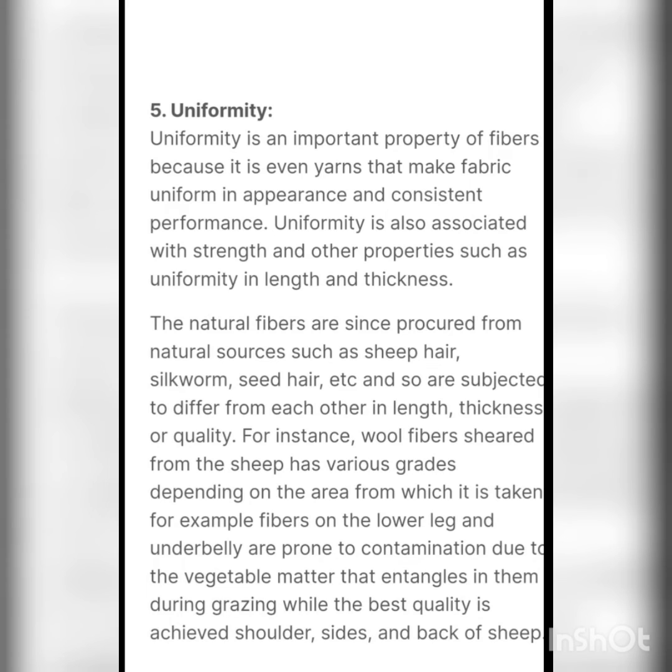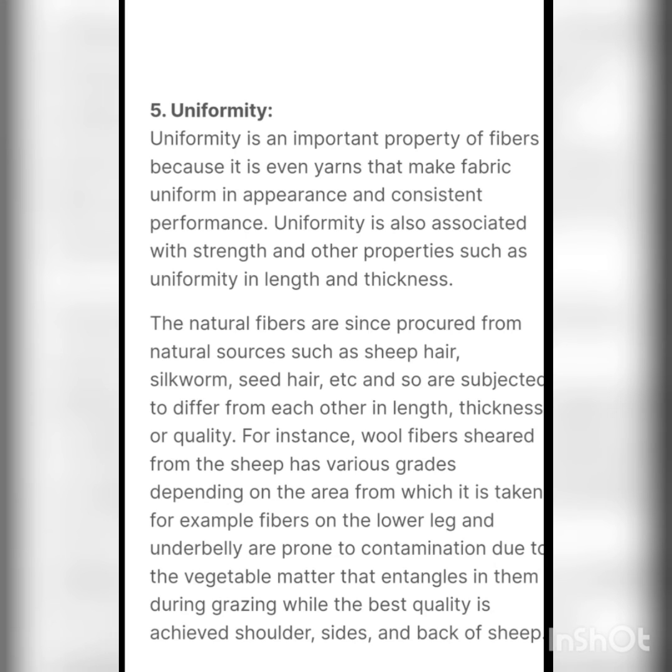Next we have uniformity. Uniformity is an important property of fiber because it is even yarns that make a fabric uniform in appearance and consistent in performance. As we have studied polymerization, here we have studied the structural arrangement of monomers and polymers, so the arrangement and uniformity of the fiber matters a lot in the fabric structure. Uniformity is also associated with strength and other properties such as uniformity in length and thickness.